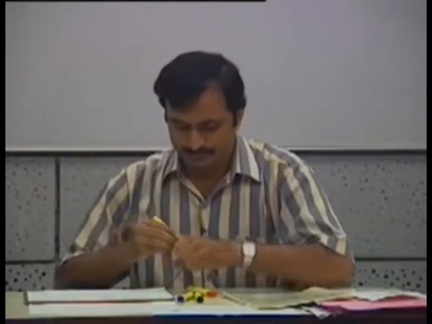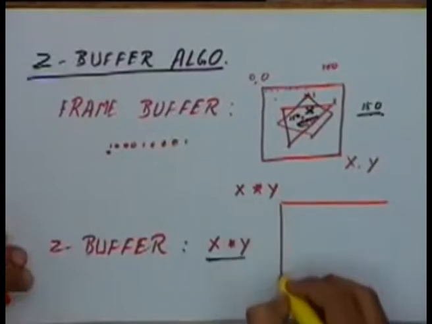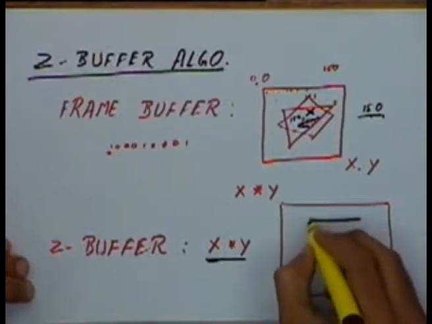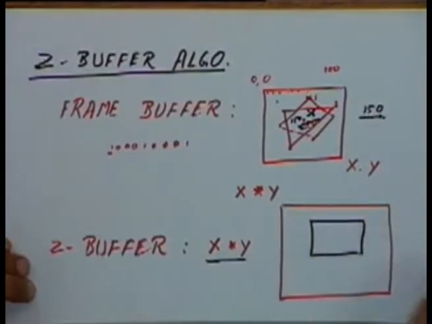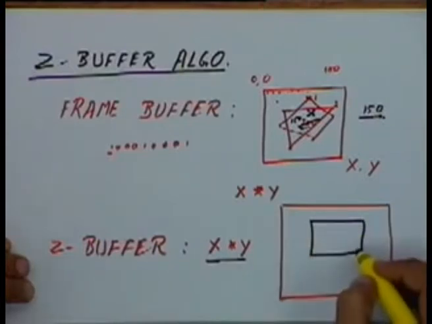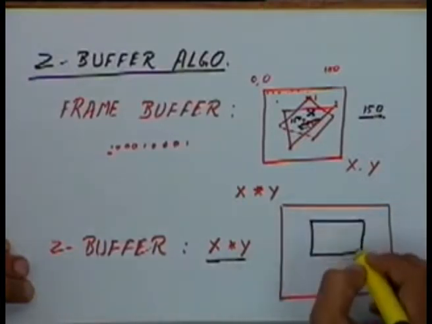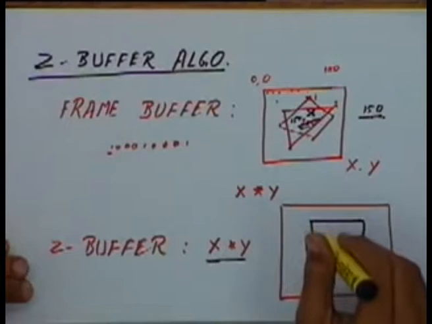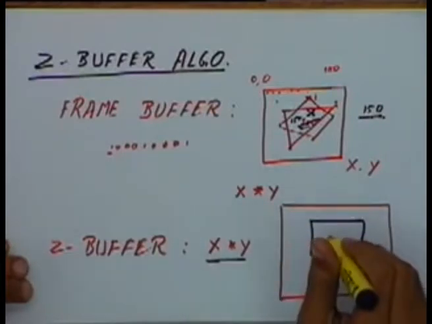Suppose the first polygon is a rectangle. Then every pixel which is off, outside the rectangle, will have the value infinity. And inside the rectangle, what values will they have? See, this is your screen, and you have this rectangle to be displayed. When you are displaying this rectangle, all the pixels inside it will take a z value which corresponds to the depth of the rectangle at that position.